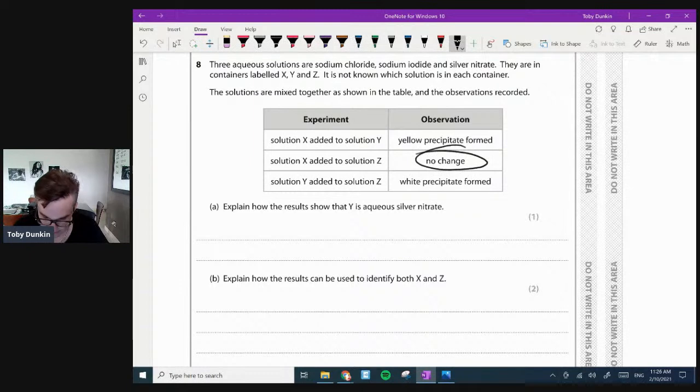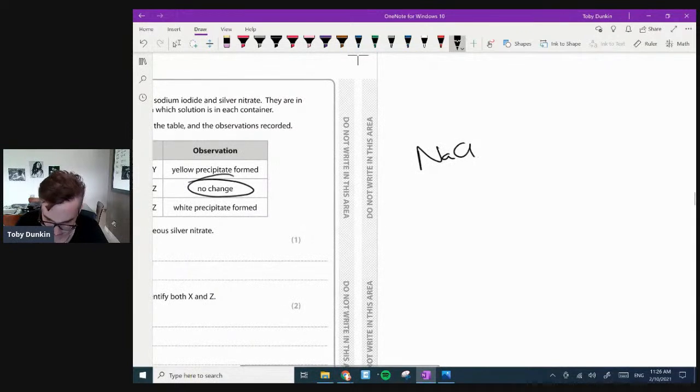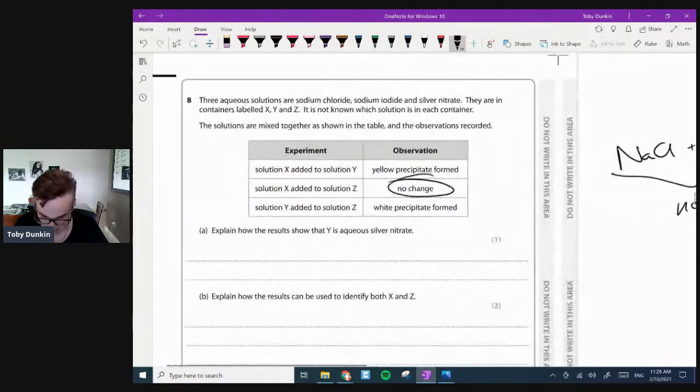So that's clever. The only one that has no change at all is X and Z going together. Well, that means that what you've mixed together is going to be sodium chloride and sodium iodide. That's clever, isn't it? Because you add those together, you get no reaction. They're just salts. Yeah, no reaction.